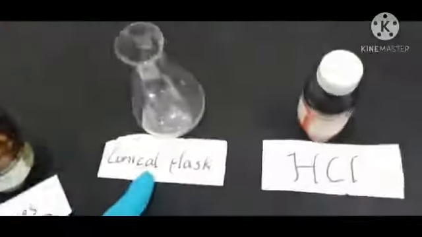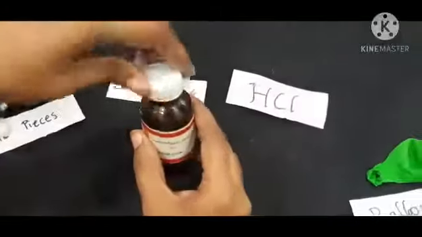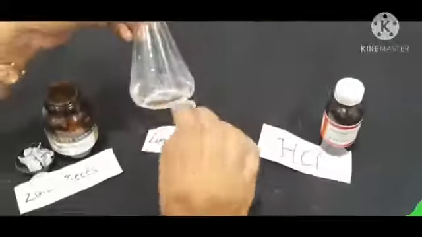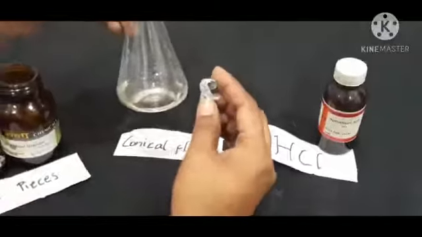We take a conical flask, dilute hydrochloric acid, and one balloon to do this activity. Here, observe children. I am taking dilute hydrochloric acid in the conical flask, and keep the hydrochloric acid aside. Now zinc pieces. Add zinc pieces to hydrochloric acid slowly.